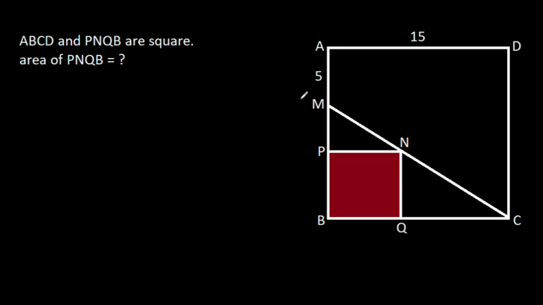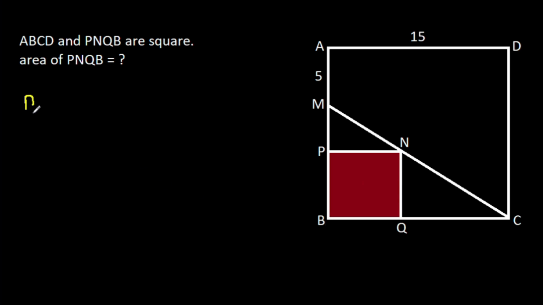In this video, we have been given that ABCD and PNQB are squares, and AM is 5, AD is 15. Then we have to find the area of PNQB.